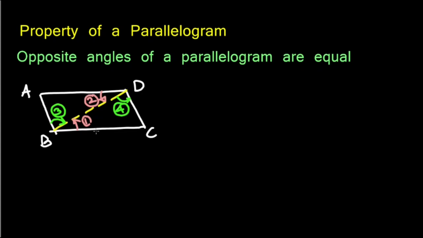These are alternate angles. Now in parallelogram ABCD, angle ABC equals angle 3 plus angle 1. Let us name this 1.